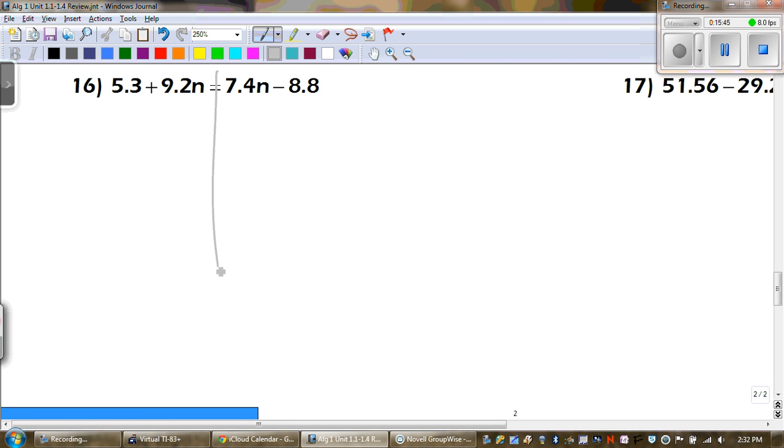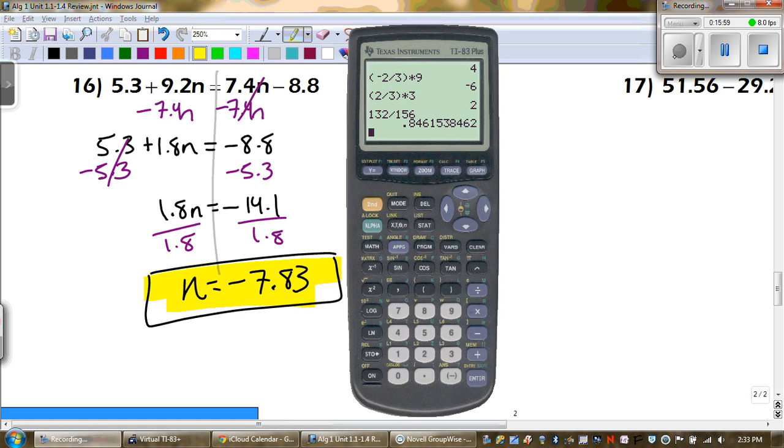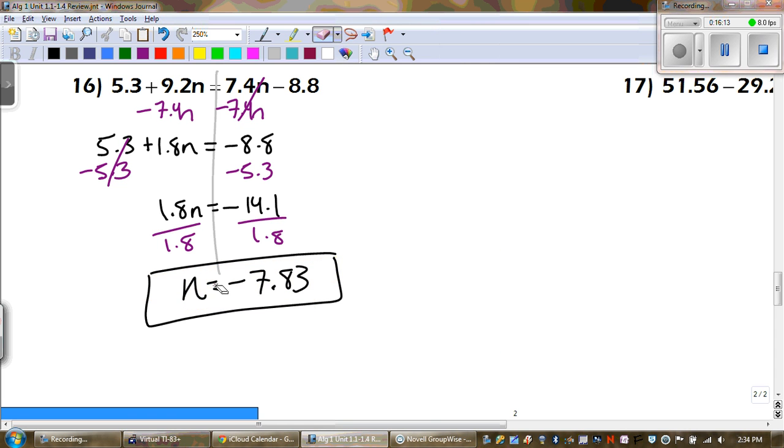All right, number 16 is not too bad. Why don't you guys go ahead and pause it and do the whole thing by yourself. Good luck. Okay, so there's all of my work. The last thing that we had to do was divide the negative 14.1 divided by 1.8, and you get negative 7.83333333. And the only thing that I forgot to do is I rounded it, so I got to use the squigglies. Okay.